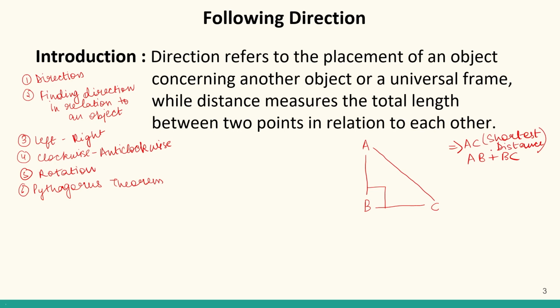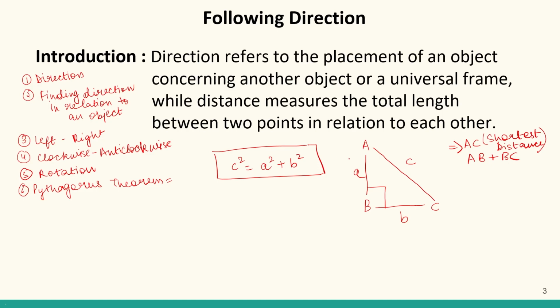Okay. So in order to find the shortest distance between two people or two objects, we use the concept of Pythagoras theorem. Let's say this side is C, this side is A, and this side is B. Pythagoras theorem simply states that C square will be equal to A square plus B square. Just this much. This is what Pythagoras theorem is.